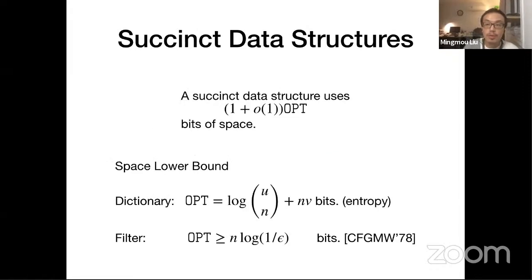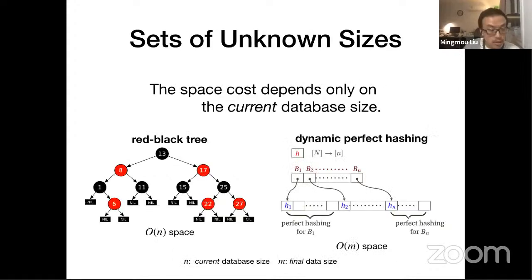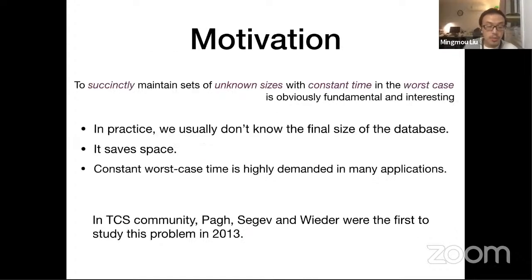In this work, we present a succinct data structure. A data structure is called succinct if the space cost is very close to the minimum space to store the database. In the setting of unknown sizes, the final size of the database isn't known in advance, so the space cost of the data structure has to depend only on the current database size over its lifetime. In practice, we usually don't know the final size of the database. On the other hand, constant worst-case time is highly demanded in many applications.